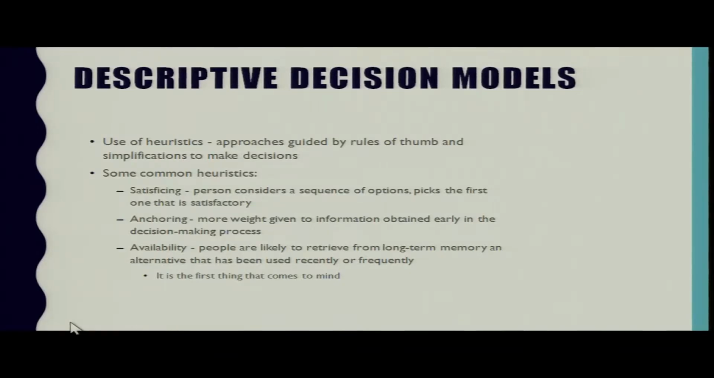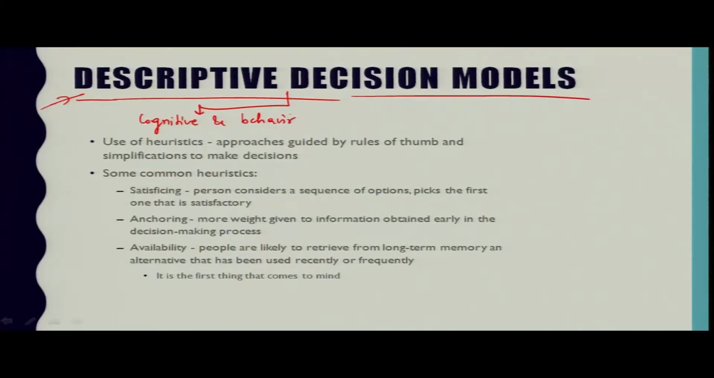Because people do not always obey the structure of rational decision making, other models have been developed that attempt to explain the way people actually make decisions. Decision making does not depend on one factor, it depends on multiple factors. This other model is known as the descriptive decision model. It emphasizes the cognitive and behavioral aspects of human decision making.